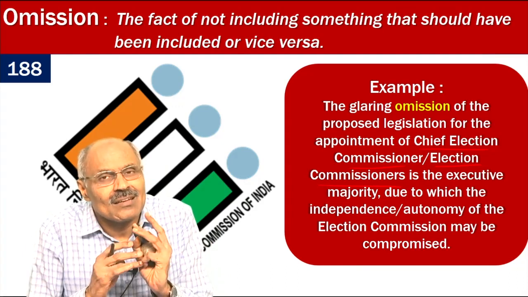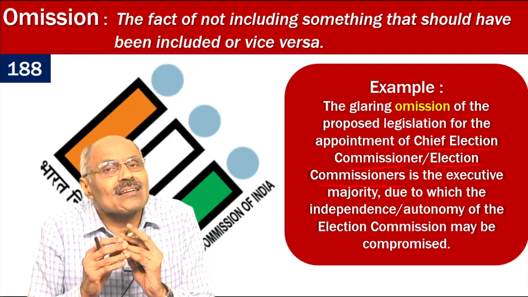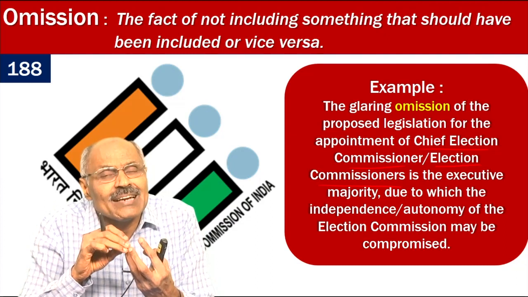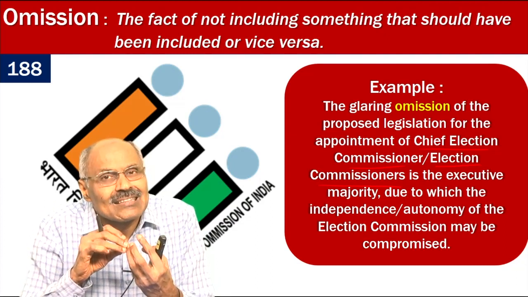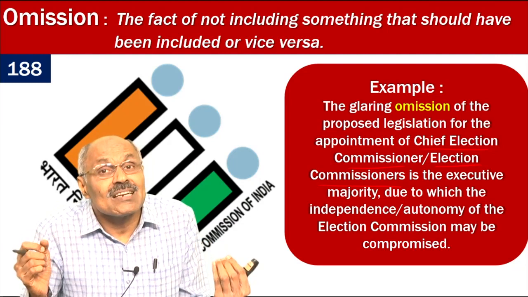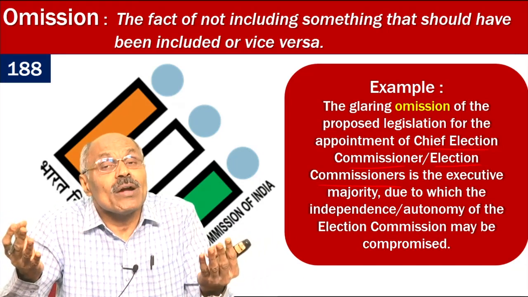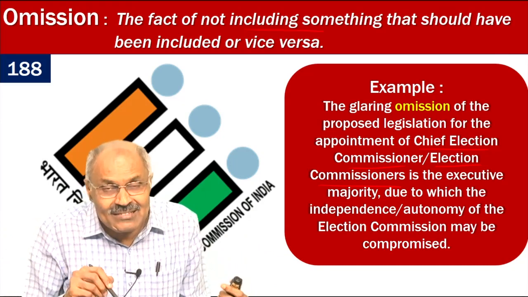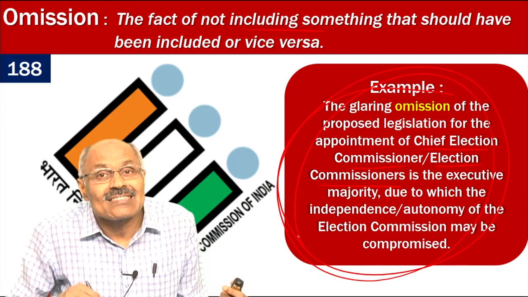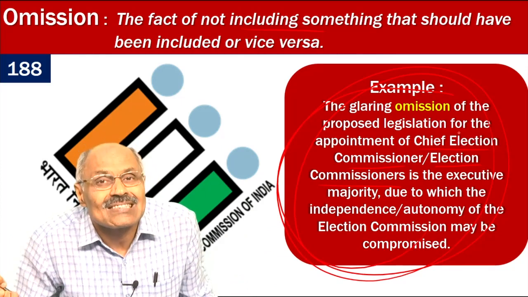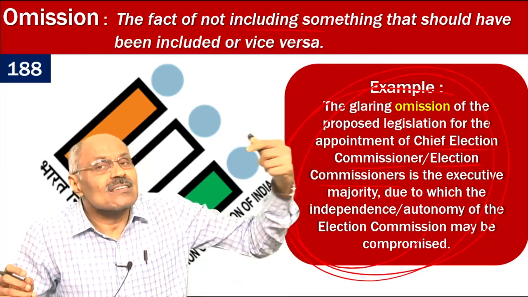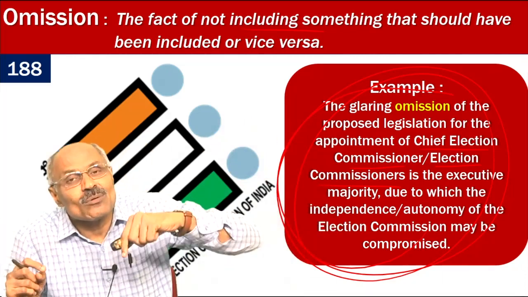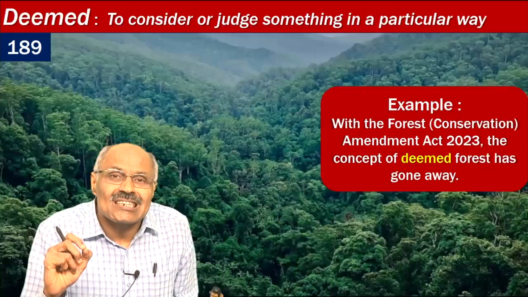The Prime Minister, cabinet minister, and in the three-member committee, when the Prime Minister and the Cabinet Minister are there, then the executive majority, because of that, the government will be appointing the CEC, ECs. So therefore, here omission means such type of legislations are examples of omissions. Whatever is required, that is not included. Similarly, whatever is not required, if it is included, then also you can call it omission.